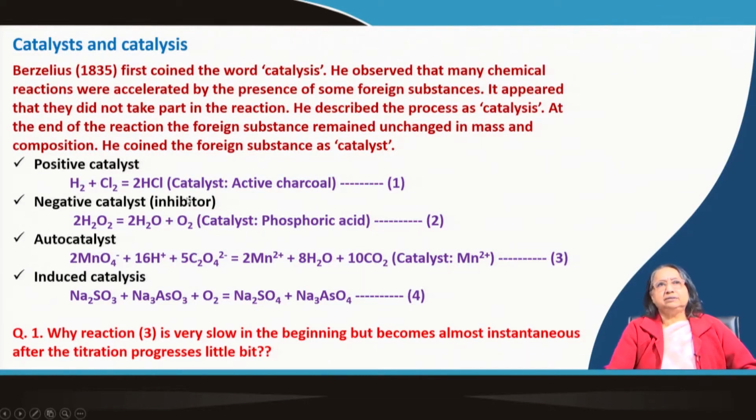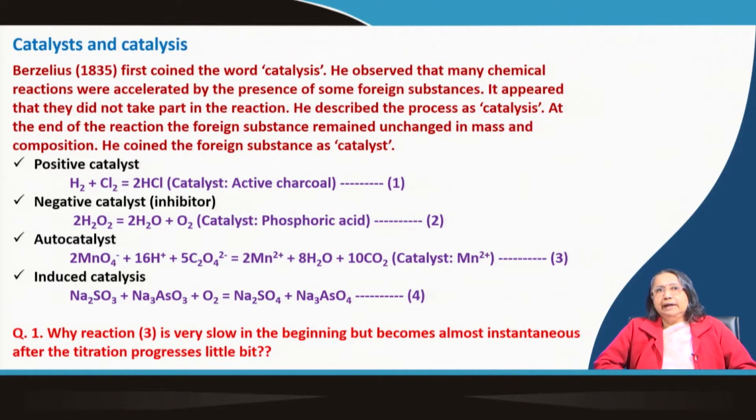Now, there are different types of catalyst. As I told you, there may be a positive catalyst. A positive catalyst means it makes a reaction faster. There may be some negative catalyst, which is also called an inhibitor. Okay. So, there is a very good example: the formation of HCl from hydrogen and chlorine in presence of active charcoal. So, charcoal is a solid substance, and it can act as a very good catalyst also.